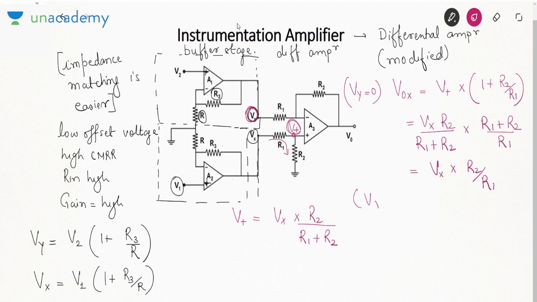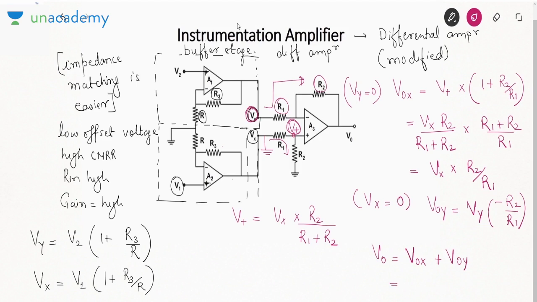Now take the second case. Assume Vx equal to 0. If Vx is 0, this becomes grounded. So this is nothing but an inverting amplifier. So V0y is Vy times the gain of the inverting amplifier, minus R2 by R1. That is feedback resistance upon R1. So V0 will be V0x plus V0y. That is R2 by R1. Both have gain R2 by R1 into Vx minus Vy. Okay. So that is the output of the amplifier.